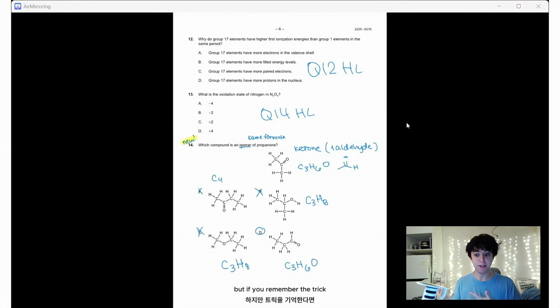But if you remember the trick, then it's going to help you a lot more and you can get through your exam faster, which is really important because when 1A and 1B are together, you want to get through 1A as quick as possible to get through 1B because 1B is harder.